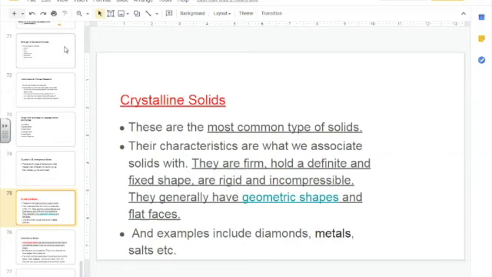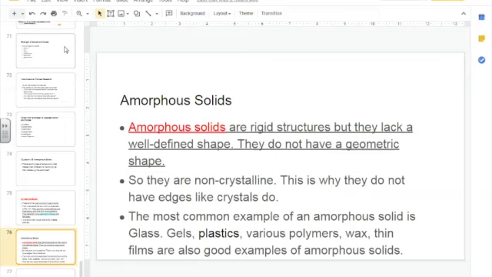Go ahead and underline that, highlight it, and what's underlined on this slide is what you need to know about that. Some examples of crystalline solids are your diamonds, most of your metals, salts, things that form a crystal-like structure. And then you have amorphous solids, which are rigid structures, but they lack a well-defined shape. They don't have the geometric shape that you see with diamonds or salt or anything like that.